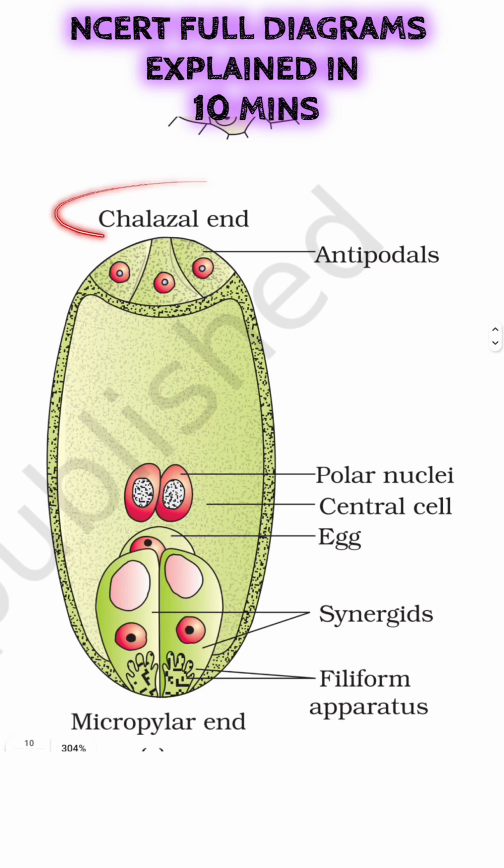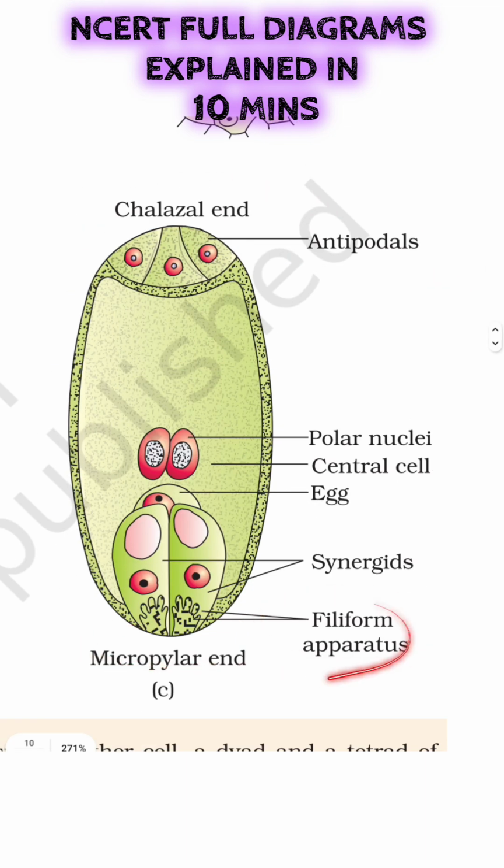Now when you come to the end, you can see a diagrammatic representation of a mature embryo sac in this particular figure. Chalazal end is where you can see the antipodals, and micropylar end is where you can see the filiform apparatus, and then you can see the synergids, the egg cell, then the central cell with the 2 polar nuclei. So it's a 7 cell condition, am I correct? Or is it 8 cell? Let's see, you can have 1, 2, 3, 4, 5, 6, 7 cell, 8 nucleated condition.